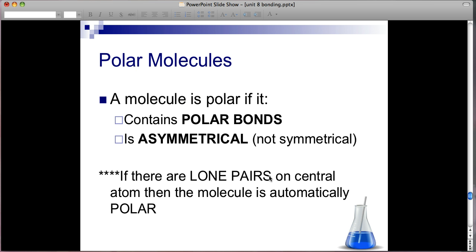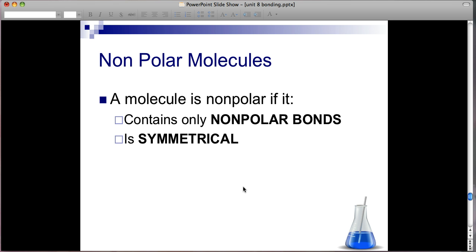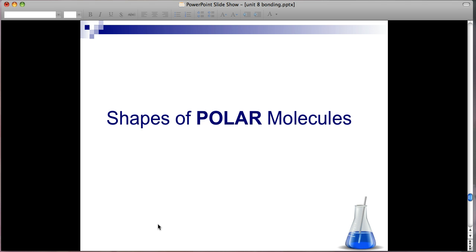So, a molecule is polar if it contains a polar bond, and remember these are the bonds that have 0.5 to 1.7 in the electronegativity difference, and they are asymmetrical, or not symmetrical at all. In other words, we can't draw two lines of symmetry. If there is a lone pair on the central atom, it will automatically be polar. So keep that in mind. If it is a nonpolar molecule, it will contain nonpolar bonds, or in other words, the electronegativity difference will be between 0 and 0.4, and it will have its two lines of symmetry.